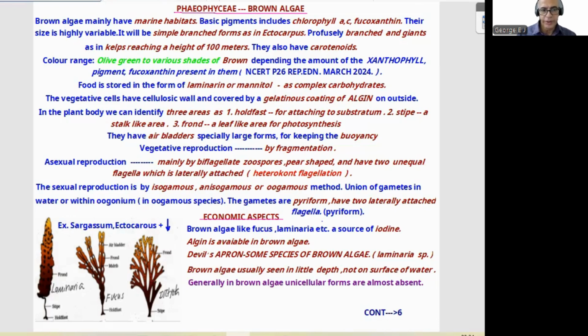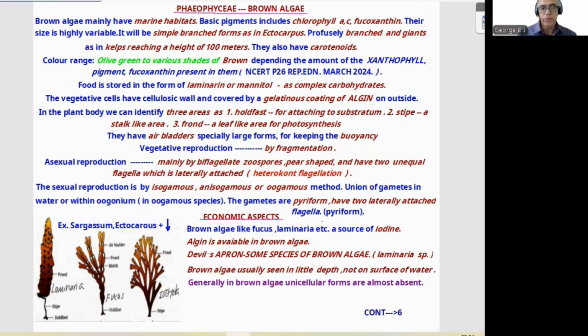Now the color range: olive green, not grass green like the previous case. It is olive green to various shades of brown in brown algae, depending on the amount of the xanthophyll pigment, fucoxanthin, present in them. This is from NCERT page number 26. Food storage.